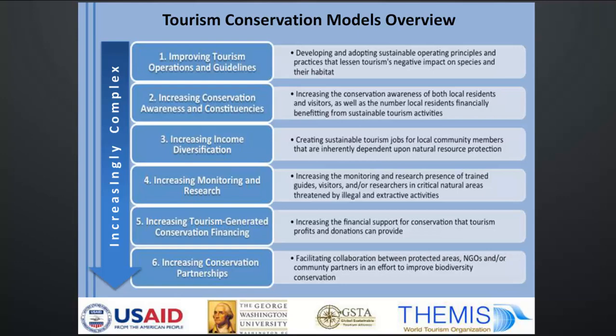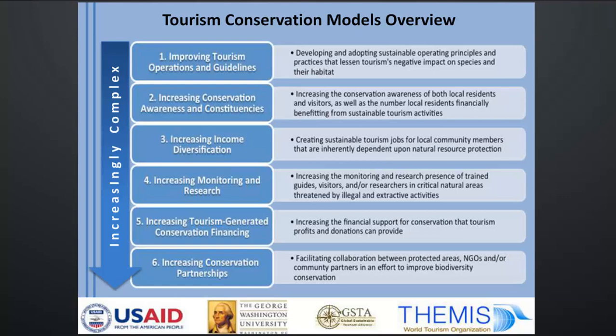The third model is focused on increasing income diversification. This is one of the older models within the tourism world, the idea that you can take an illegal hunter and turn him into a nature guide. There are some complexities to that model, and there are some things that are challenging within that. But it's really the idea that you can create sustainable tourism jobs, particularly for people that are involved with or dependent upon resource extraction, things like hunting, overfishing, unsustainable agriculture.